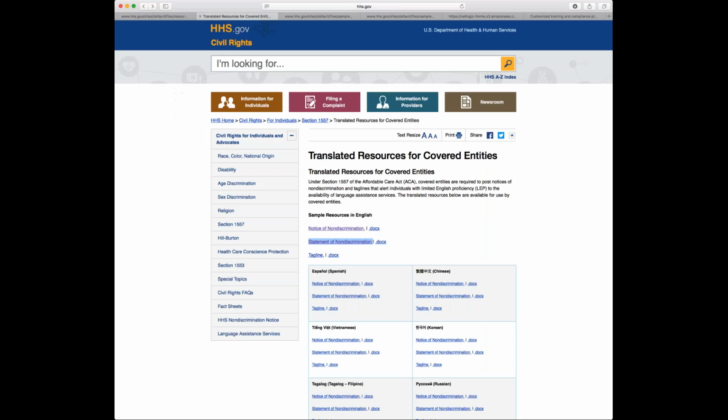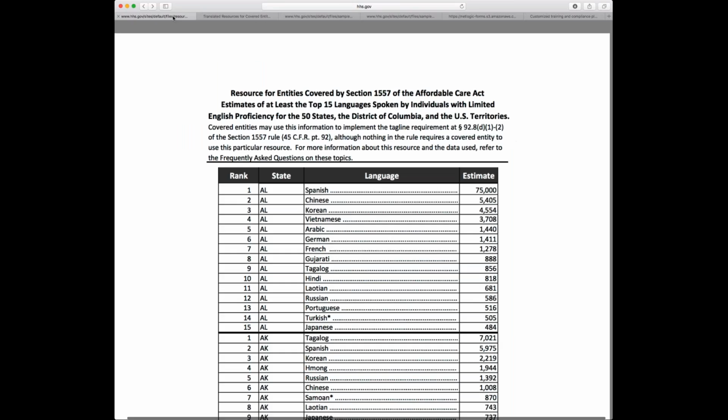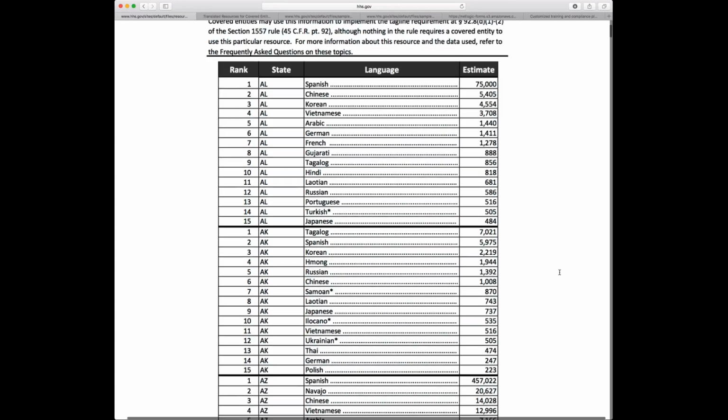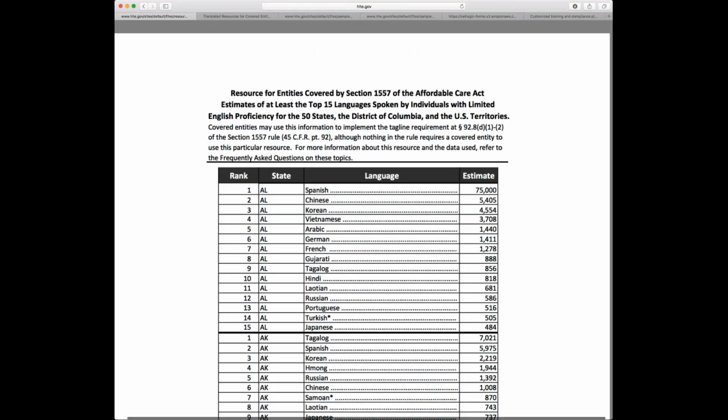Okay. Again, the link to the translated resources for covered entities includes all of those taglines, and if you choose to, you can post the notice of non-discrimination in additional languages, but that is not a requirement. The requirement is that the taglines for the 15 languages in your state be posted as part of that notice. Not only physically, but also on the website should include those postings. Okay? Going down the questions.